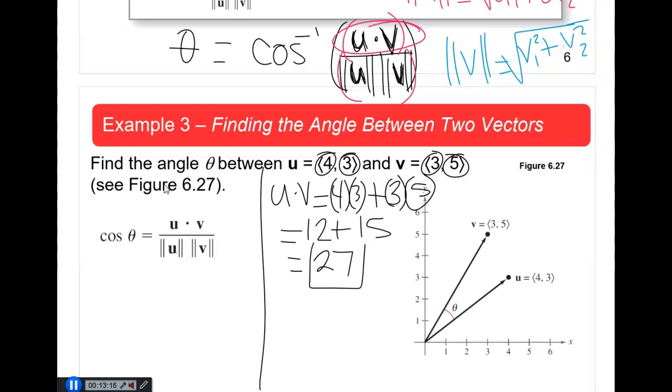So we're going to save this, and that is what we're going to substitute here for the dot product. Now let's go ahead and find the magnitude of u, of vector u.